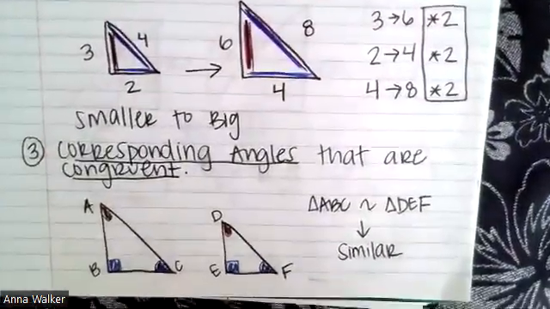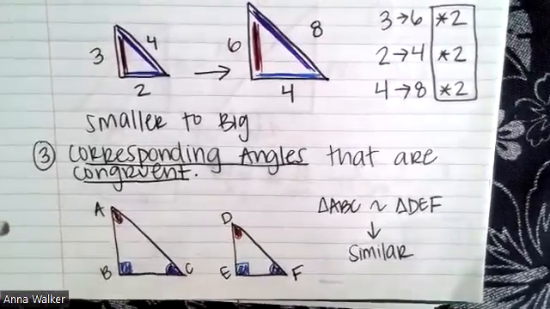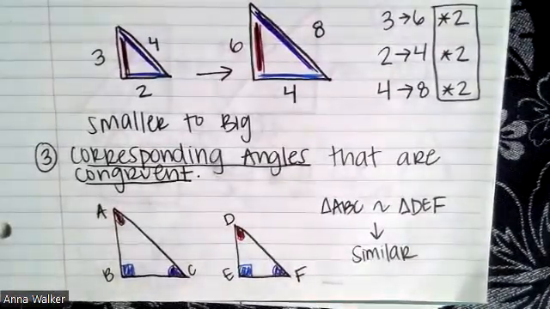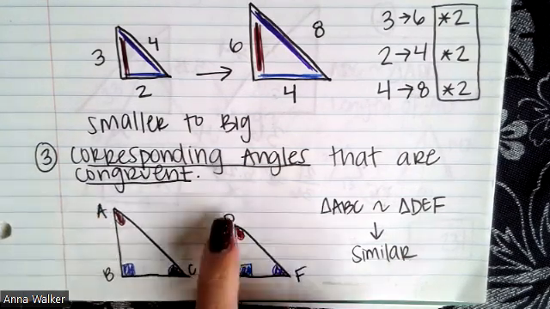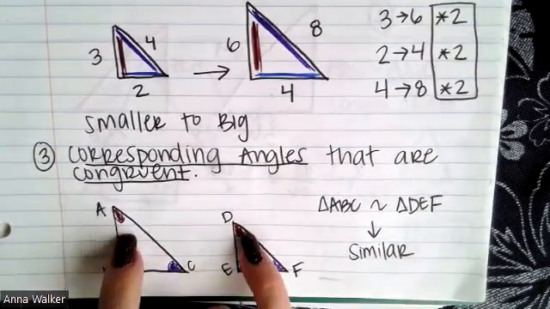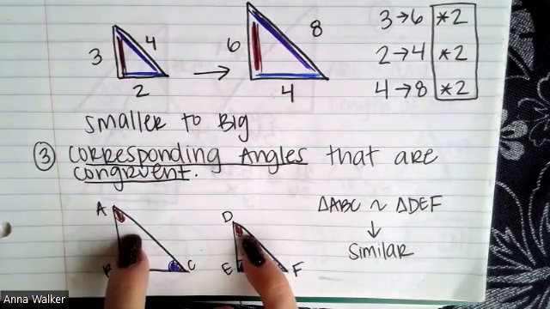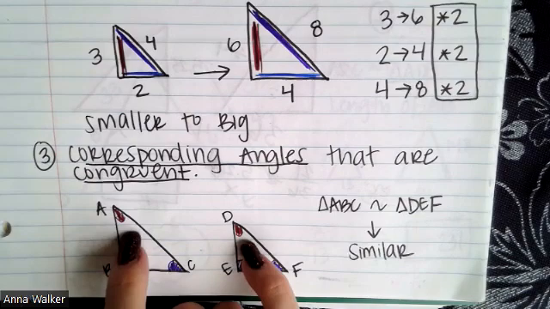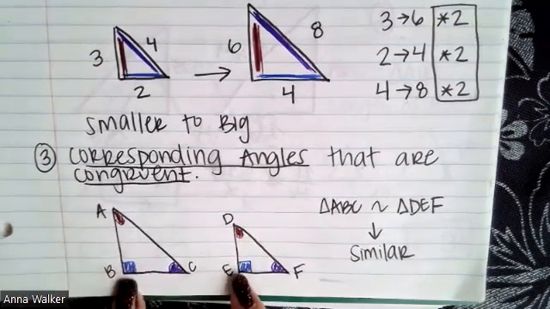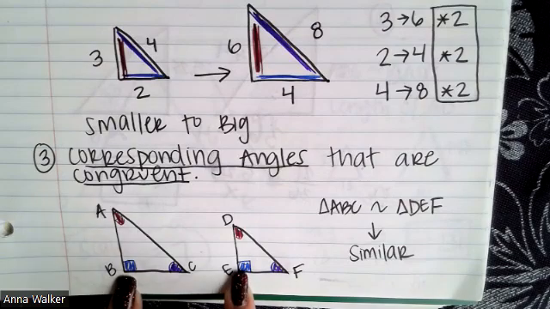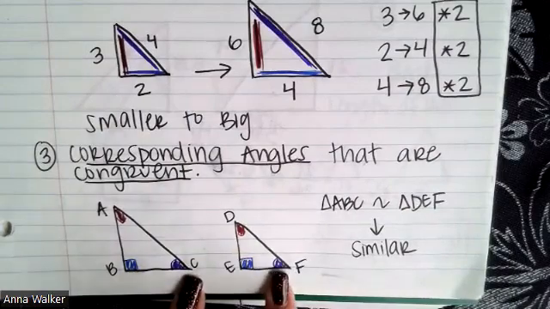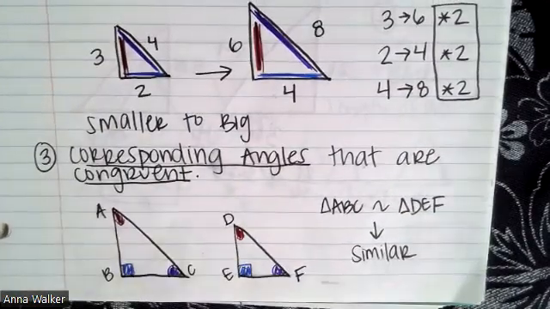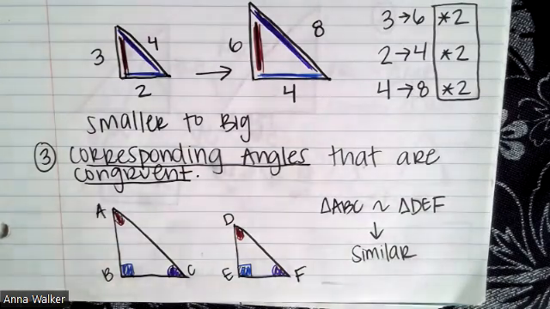Okay, and then the last thing is all of the corresponding angles have to be congruent to each other. Congruent means the same or equivalent. So in the triangle, I drew another right triangle and I labeled it A, B, C, and D, E, F. Angle A and angle D in these two triangles need to be the same measurement. Like they both have to be 30 degrees or whatever. This is a right triangle, right? So angle B and angle E both have to be right angles or 90 degrees. And then angle C and angle F also need to be the same measurement as each other. So 60 degrees, 45 degrees, whatever it's supposed to be.